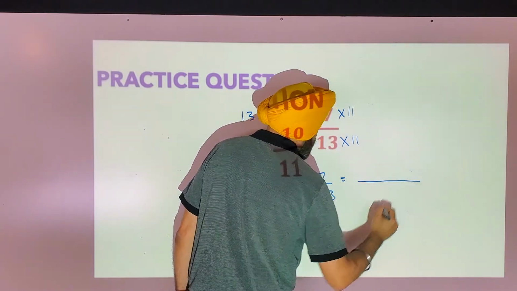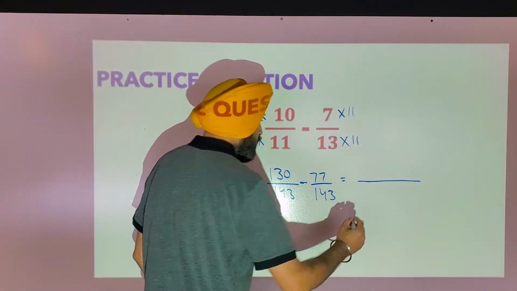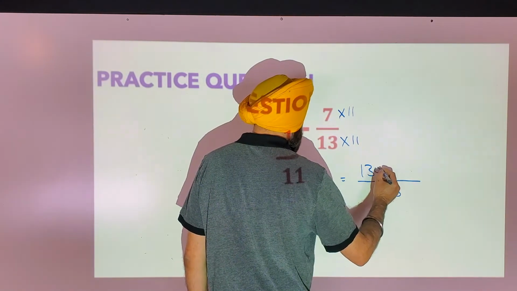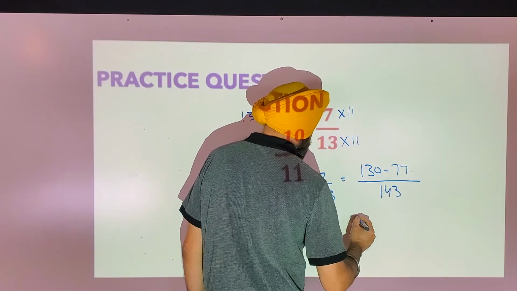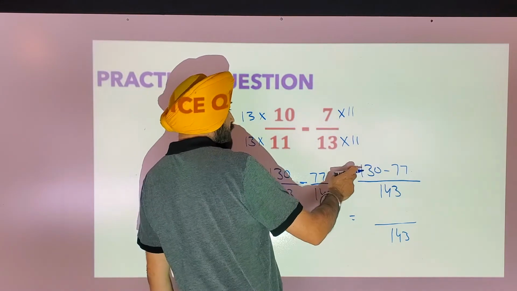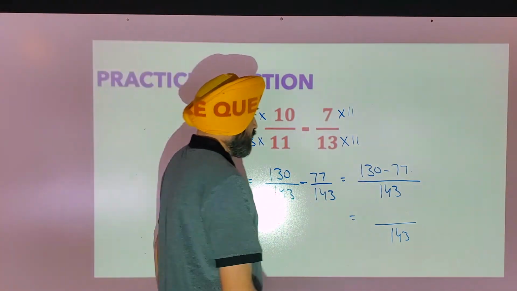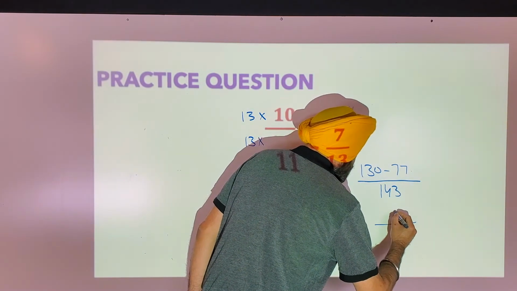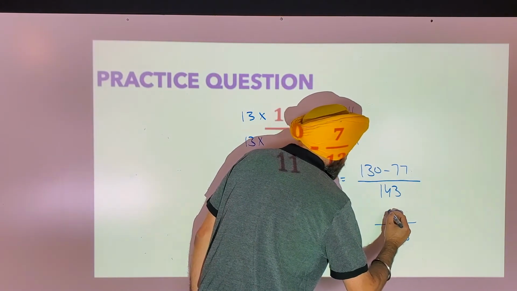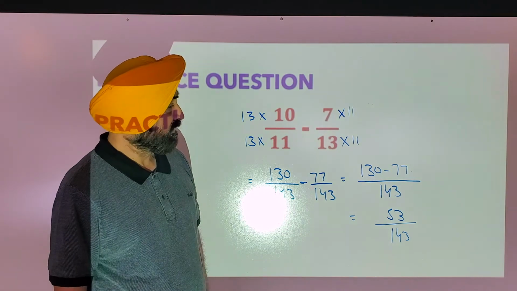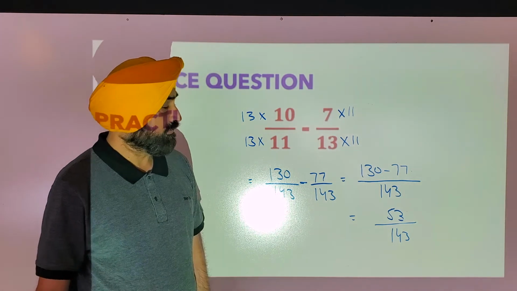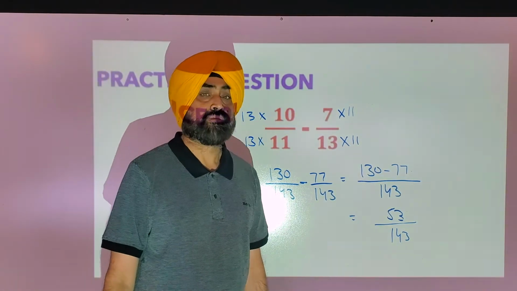Both denominators are same, 143 and 143, so write it only once and subtract the top numbers. 130 minus 77 is 53. So 53 over 143. We cannot simplify this further, so this is the final answer.